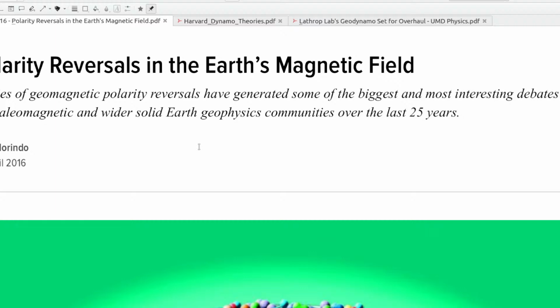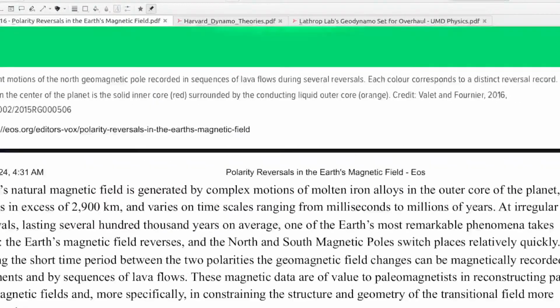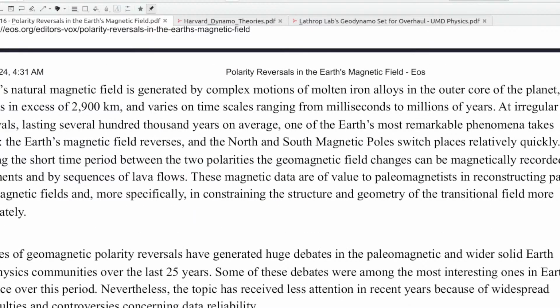So yeah, let's go ahead and read about the polarity reversals then. Studies of geomagnetic polarity reversals have generated some of the biggest and most interesting debates in the paleomagnetic and wider solid Earth geophysics communities over the last 25 years. This is from 2016, 29th of April. Earth's natural magnetic field is generated by complex motion of molten iron alloys in the outer core of the planet, at depths in excess of 2,900 kilometers, and varies on timescales ranging from milliseconds to millions of years.